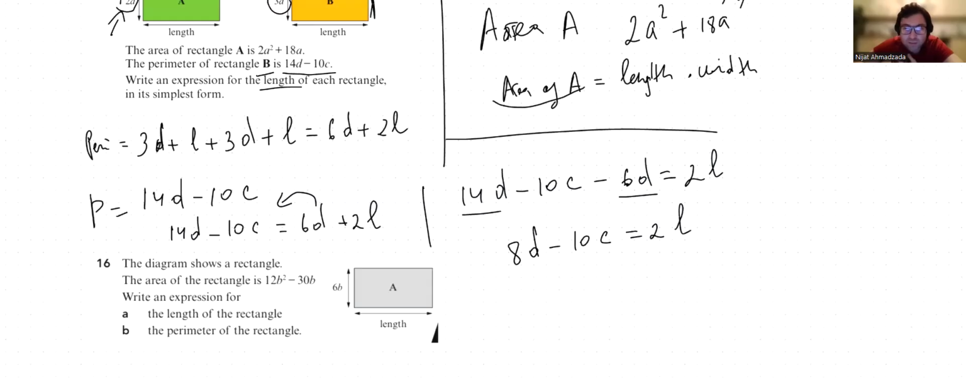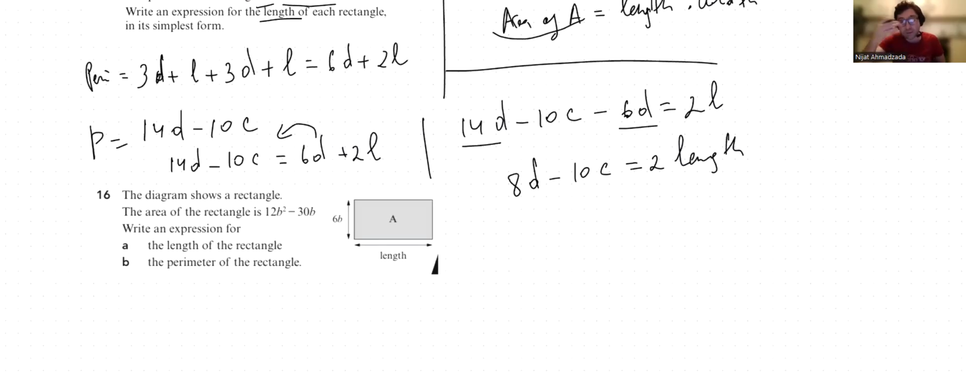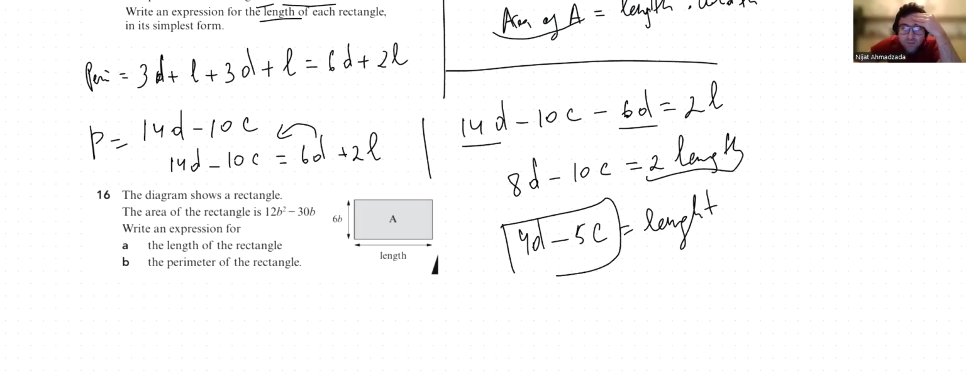2L is just 2 times length, because I just called length L. So if 2 times length is equal to 8D minus 10C, then 1 times length is just half of it, right? So half of 8D is 4D, minus half of 10C is 5C, is equal to half of 2 times length, which is just a normal length. That's it. So normal length is 4D minus 5C.